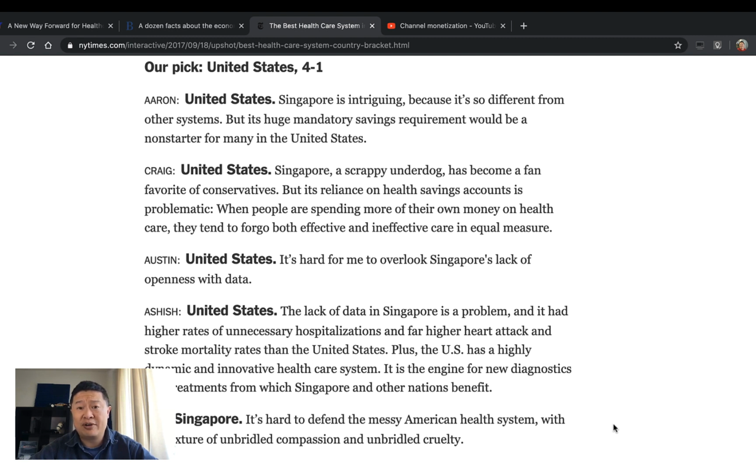People find the Singaporean model intriguing, but most people would agree that forcing Americans to tuck away 40% of their earnings for savings towards healthcare, education, housing, and other basic needs is still a little bit too much government intervention. The other challenge with the health savings accounts in Singapore is that people can spend money on ineffective care or they can forego effective care because they may not have the full information to make the best decisions for themselves.